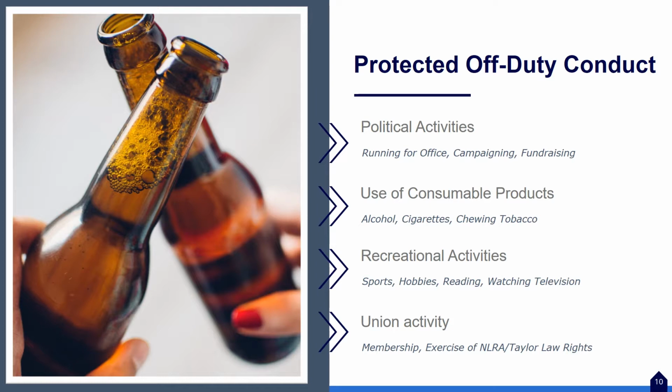Suppose you could split hairs and make the argument that you're not taking the action because of their consumption of alcohol per se, but rather their judgment, and then placing the image on social media for everyone to see. The potential problem with that argument in itself is that recreational activities are also protected. Now, this law is much older than social media itself. It's been around since the 1990s, and it protects things like hobbies, reading, watching television, etc. It's not limited in scope.